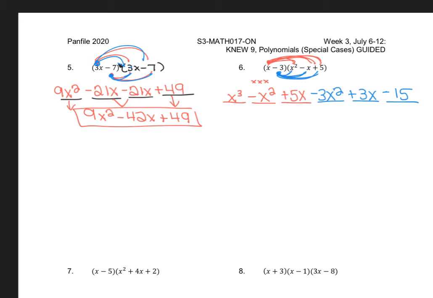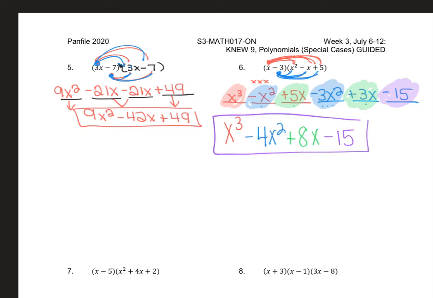Now your terms won't line up as nicely as in the ones where you just do the double distributive. The x to the 3rd doesn't match up with any other 3rd one. Usually the first and the last will be good to go, since they won't have anything to combine with. X to the 2nd, here's another x to the 2nd. Just an x, here's another just an x. And then negative 15, there's no other one. So writing this out, I have x to the 3rd. I owe you $1 and then I owe you 3 more, so I owe you $4. I have $5 and I have 3 more, I have $8. And then minus 15. And I'm all done.